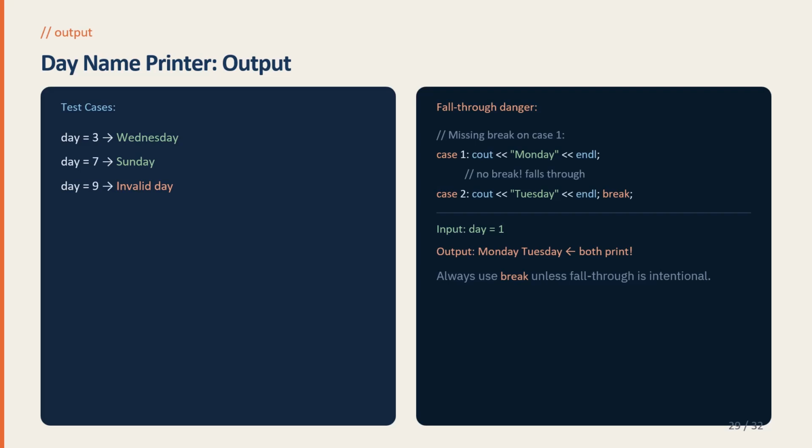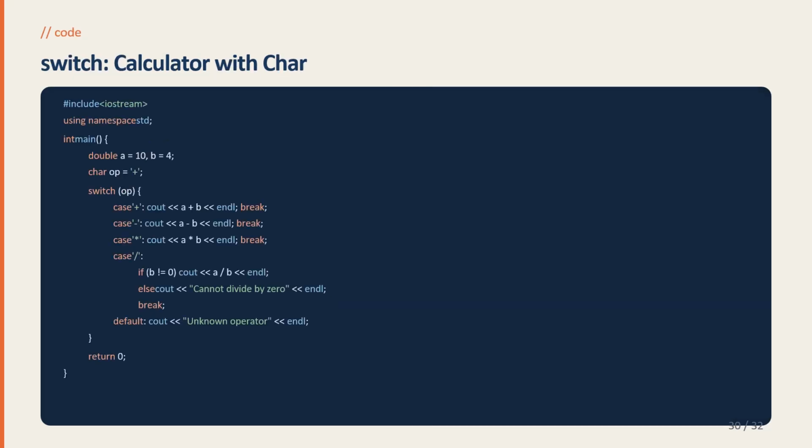So if day is 3 it is Wednesday, day 7 it is Sunday, and if day is 9 there is no 9th case, so it displays invalid day. In a switch statement, case values can be integers as well as characters. Here is the example.